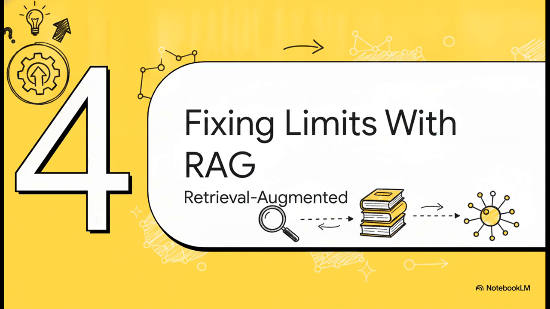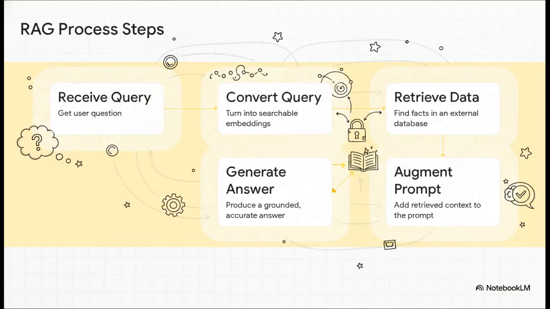Which brings us perfectly to Section 4, Overcoming AI Limitations with RAG. So how do we actually fix these confident hallucinations in the real world? Because, let's face it, retraining a massive multi-billion parameter model every time a single fact changes is just not going to happen. The industry's answer? RAG, or Retrieval Augmented Generation.